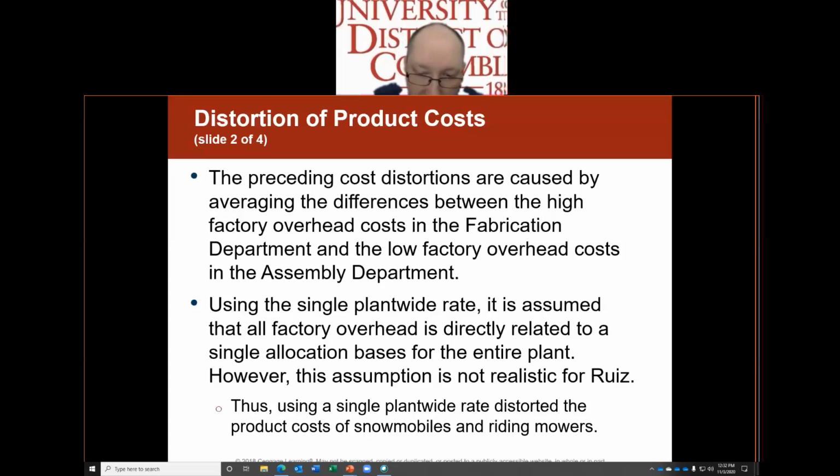So using the single plant-wide rate method is a distortion because it does not work well for our company. It distorts the product cost for snowmobiles and riding lawnmowers. If I use the single plant-wide method, it really doesn't work for my company because I have 2 different products in 2 different departments. So because of that, it distorts the cost using the single plant-wide method. The word distortion means to alter, right? To put it out of scope, out of context. That's what the word distortion means.